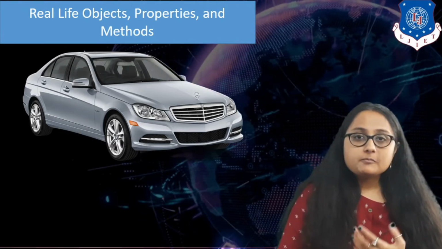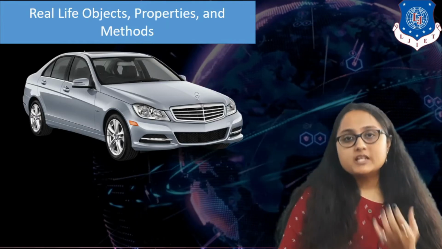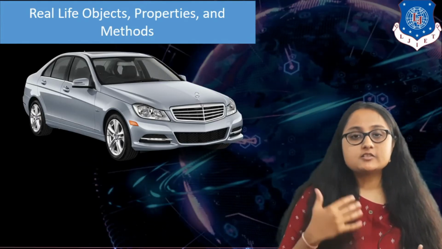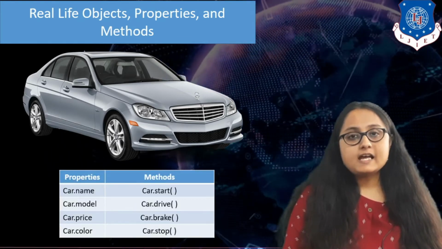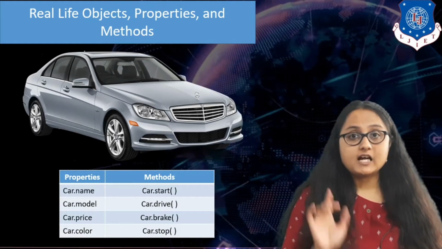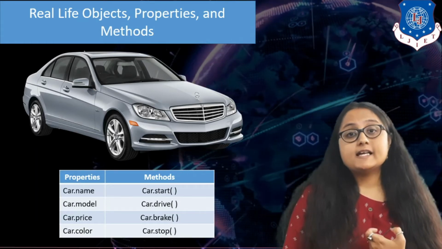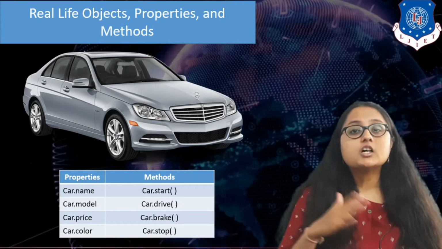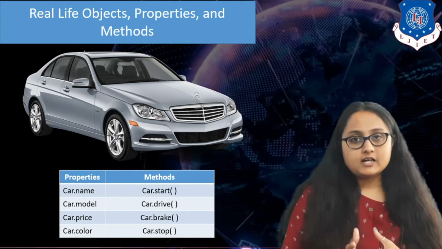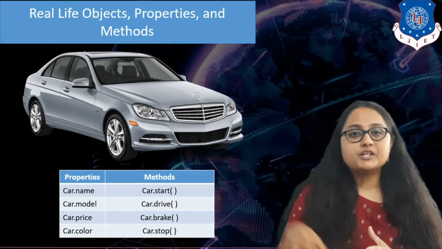If you are comparing a real life object like a car, there are certain properties which are attached to the car, and there are certain methods which are attached to the car. For example, a car has a name, a model, a predefined price, and different colors, right? So one car, that is one object, has multiple properties.